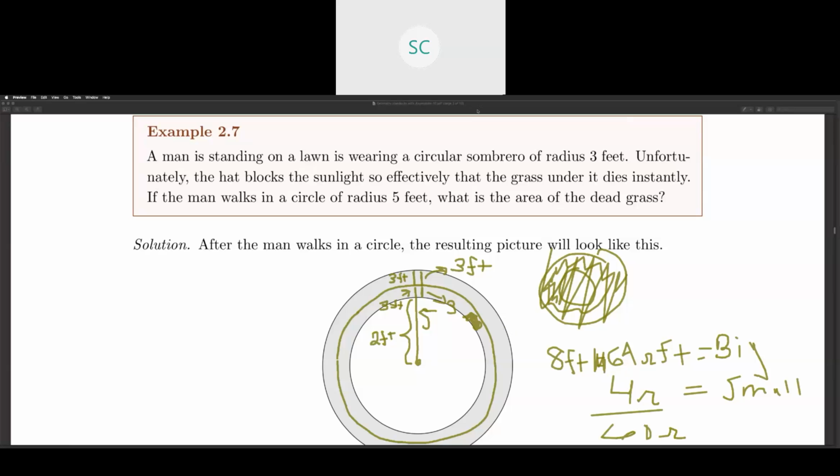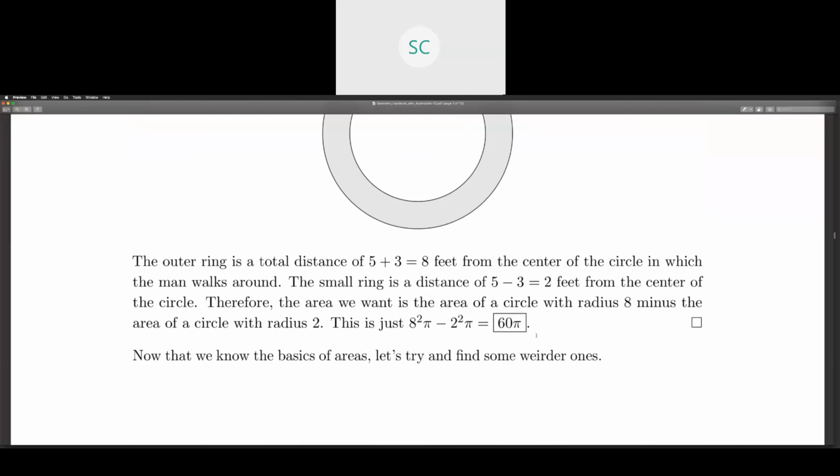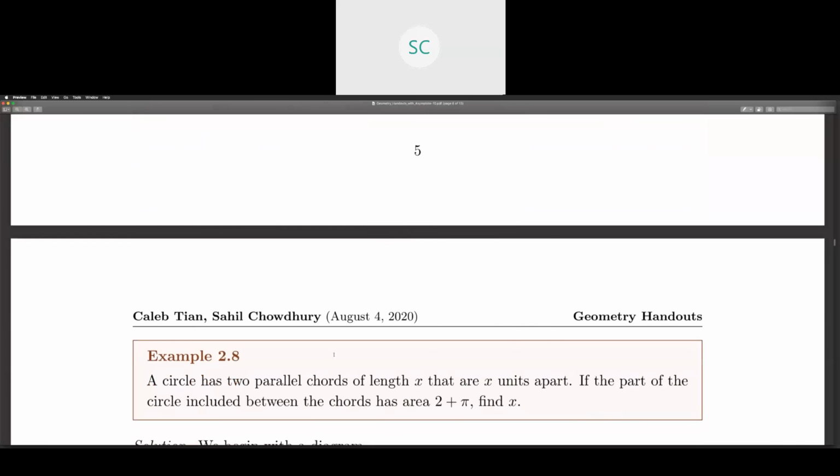So remember that in a geometry problem, it's good to draw a diagram, and if you don't know how to find the area of one shape, try to find the area of the confusing shape in terms of other easier shapes. You're going to see that a lot when we get to weirder areas. I think the next one is pretty weird.